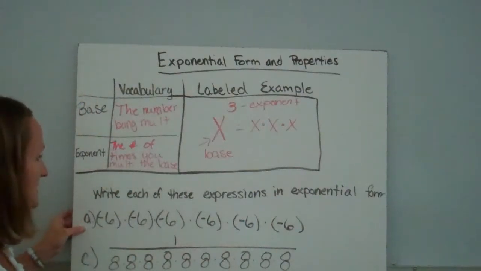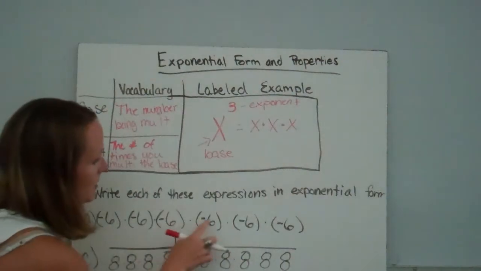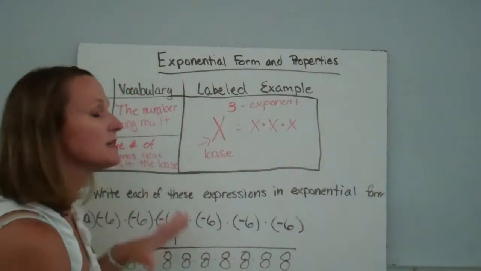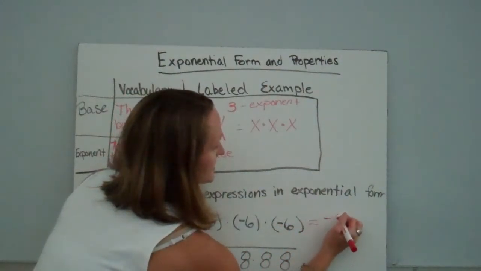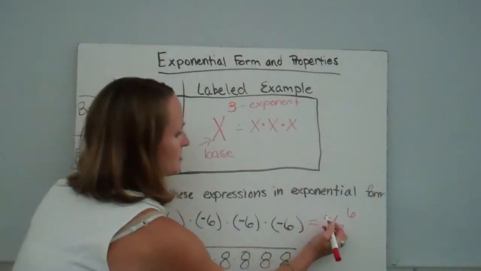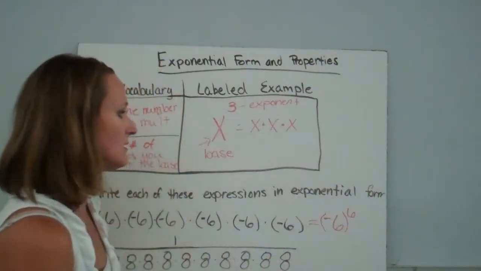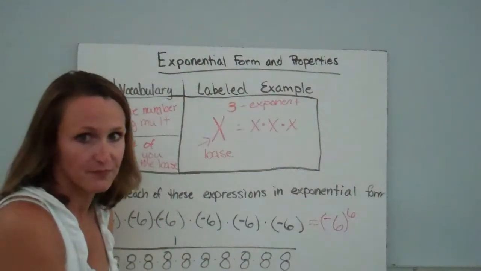Number 1, if I say I have negative 6 and I have it 1, 2, 3, 4, 5, 6 times, this is the same as saying negative 6 to the 6th. And I can put the parentheses around this to kind of denote it. You go ahead and do example B on your paper.